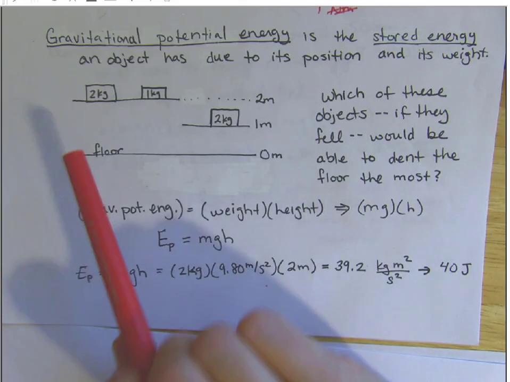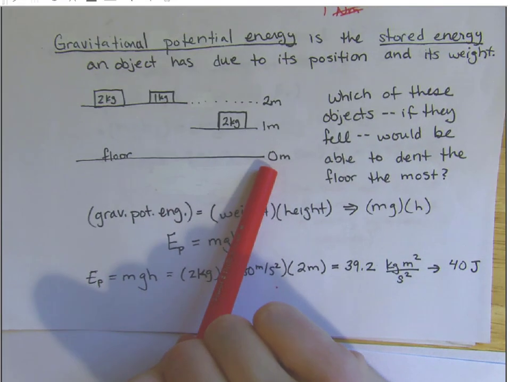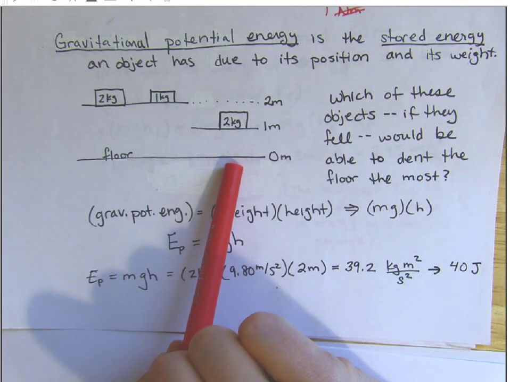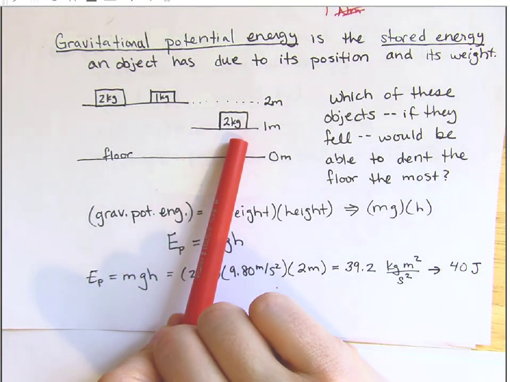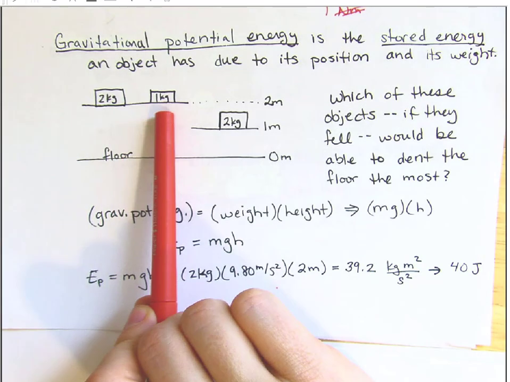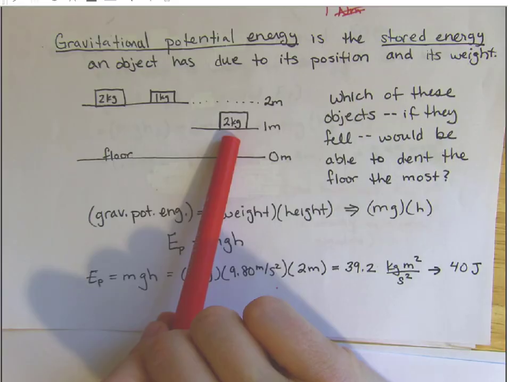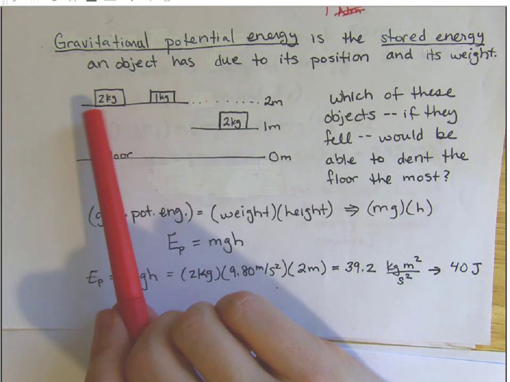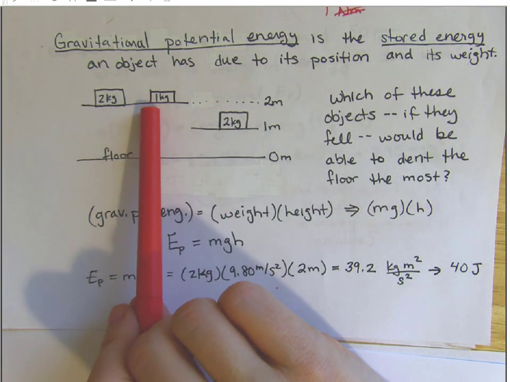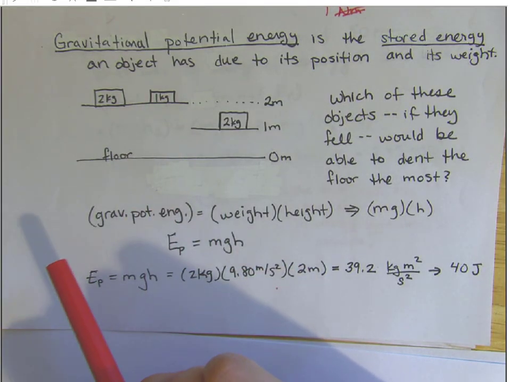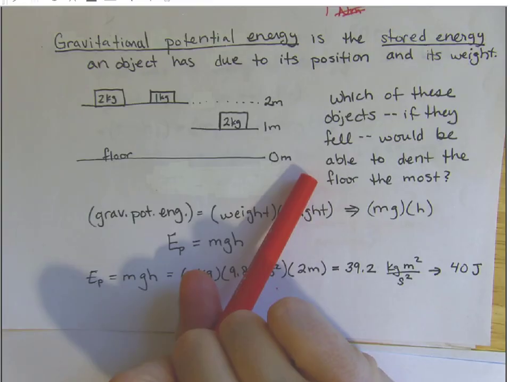So I've just sketched out a floor here, and I've labeled that as 0 meters. So the floor here is going to be my origin. And I could imagine a shelf 1 meter up and a second shelf 2 meters up. And I put a 2 kilogram brick on this shelf, a 2 kilogram brick, and a 1 kilogram brick. So of these three, which one would damage the floor the most if it were to fall?